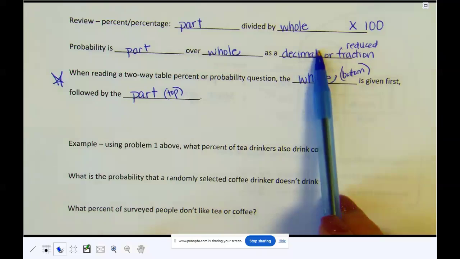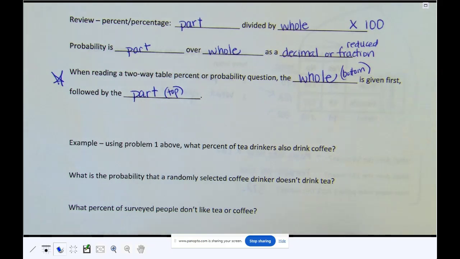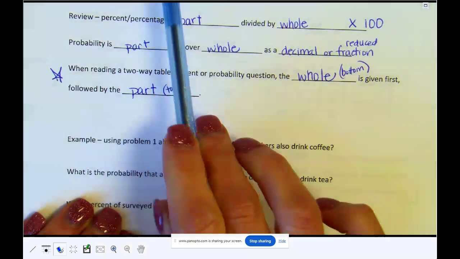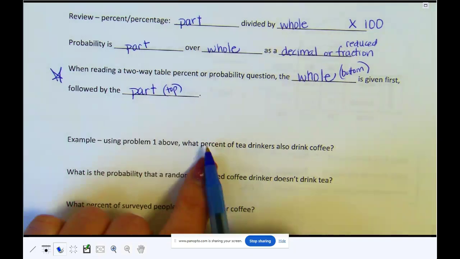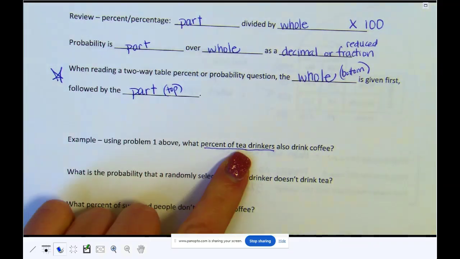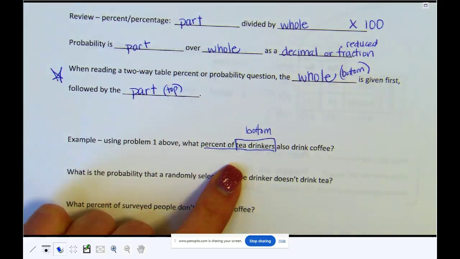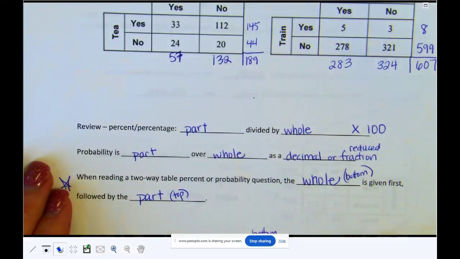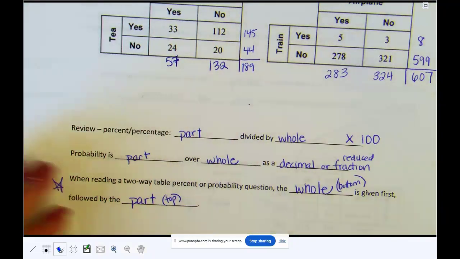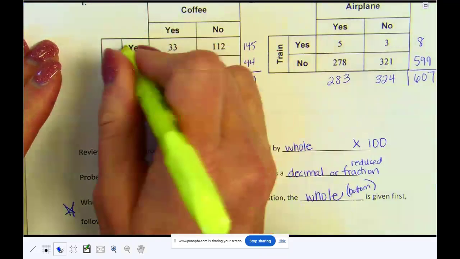So the bottom number comes first in the sentence that you're given, and then the top one. Okay, so here's the example, using problem 1. This says, what percent of tea drinkers? So here's the first statement. Tea drinkers, that's going to be the bottom of the fraction. We're talking about tea drinkers. These are the tea drinkers.